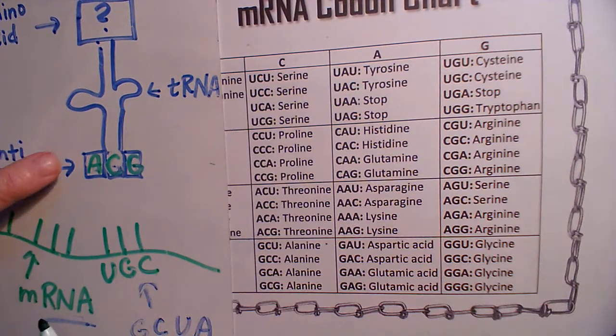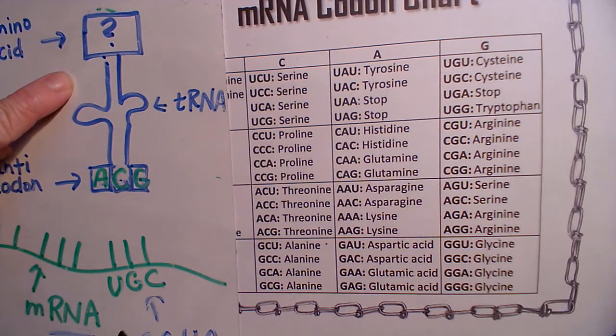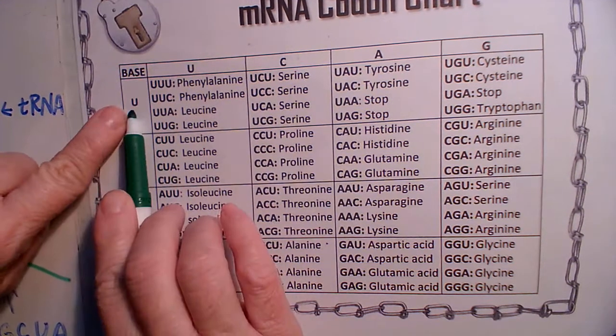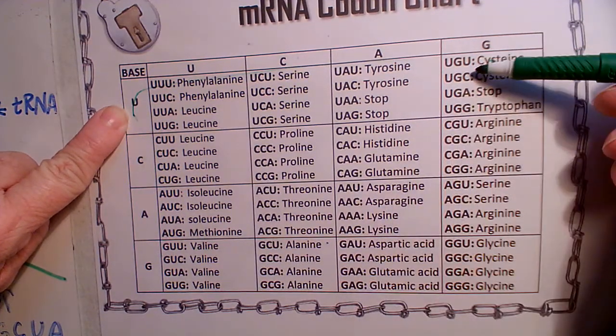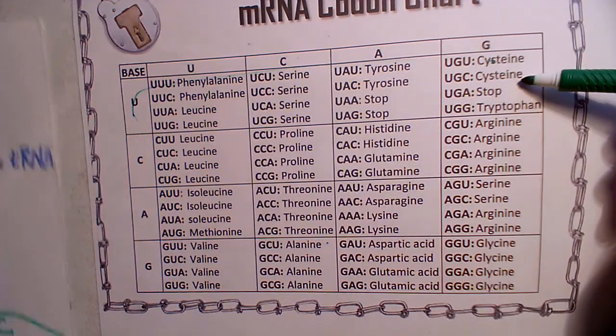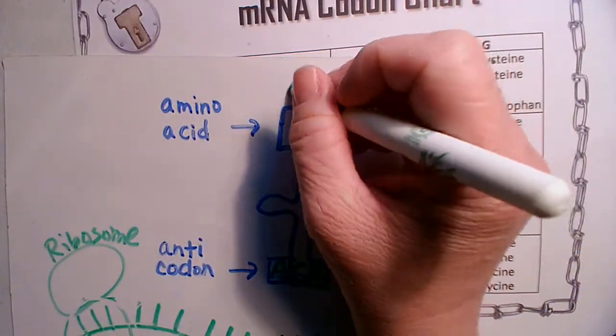Okay, so if it's got this anticodon, what kind of amino acid would this transfer RNA bring to pair with UGC? So let's find U, and then G, and then amongst these we're looking for UGC. So it's cysteine. So this would be cysteine.